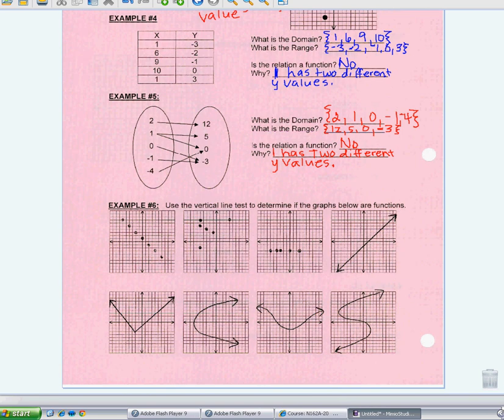Okay, example 6. Vertical line test. Use the vertical line test to determine if the graphs below are functions. Okay, so if I draw a vertical line through my graph, I only touch one of the points at a time. So this one is a function.